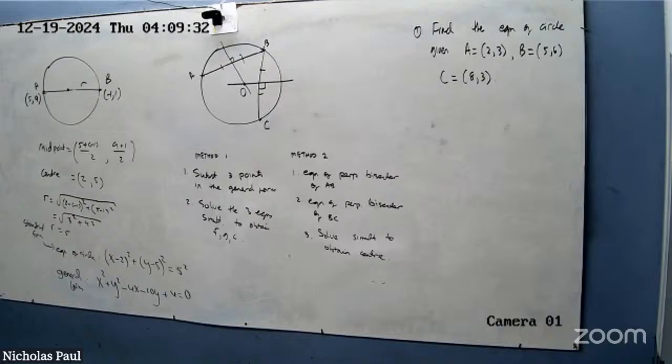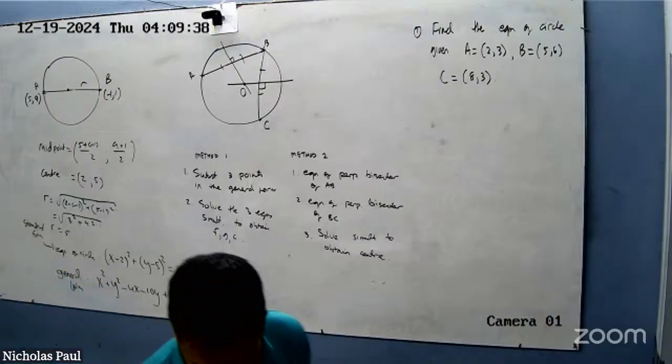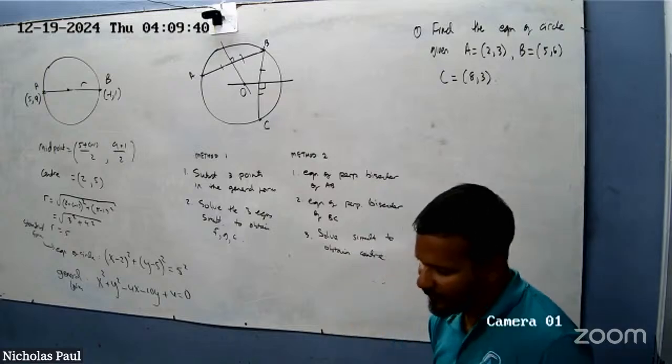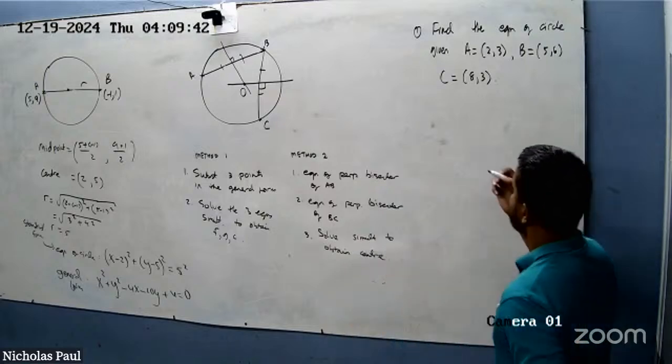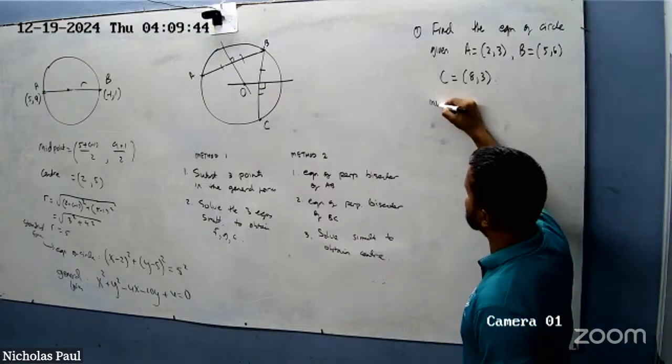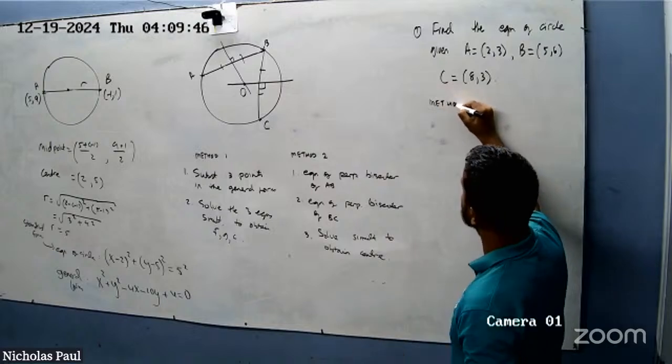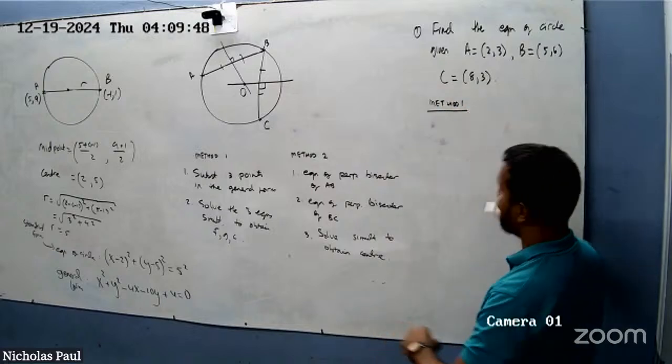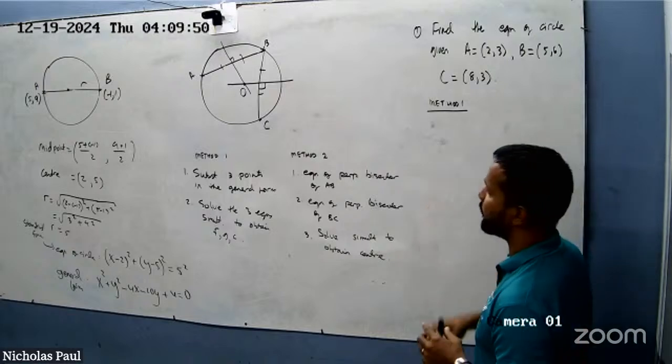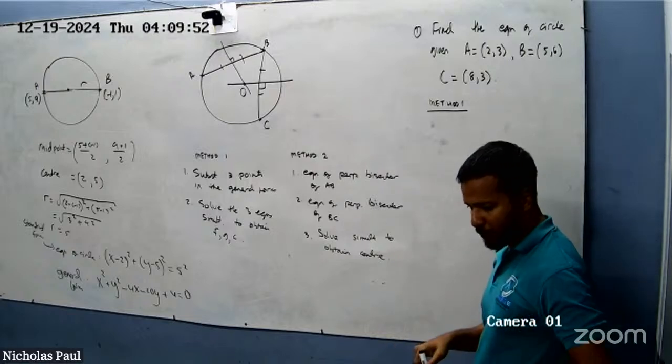Can I do method one now? So let's take a look at method one. Method one allows us to substitute the values and see what we get, taking this and putting it here.